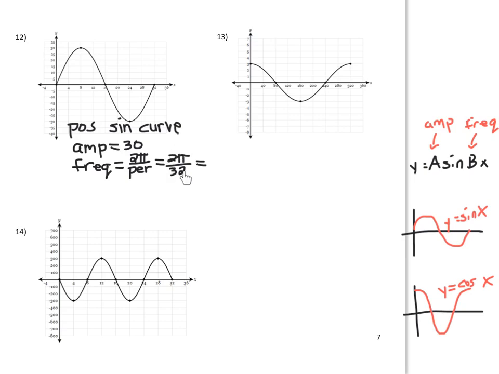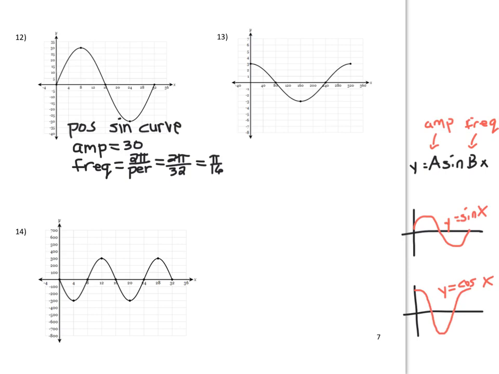Okay, and then we could just take this and simplify it. So you're going to leave it in terms of pi, but 2 over 32 would simplify to 1 over 16. So it leaves us with 1 pi over 16, which I'm just going to write as pi over 16.